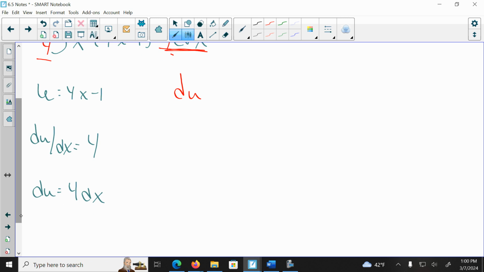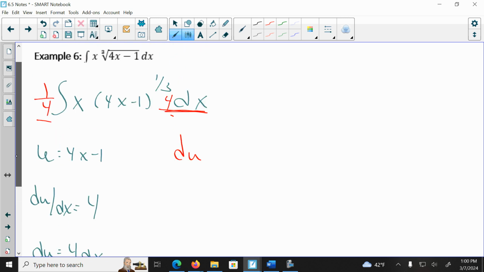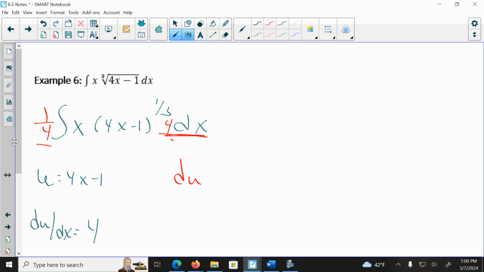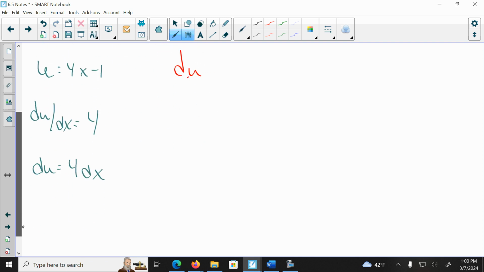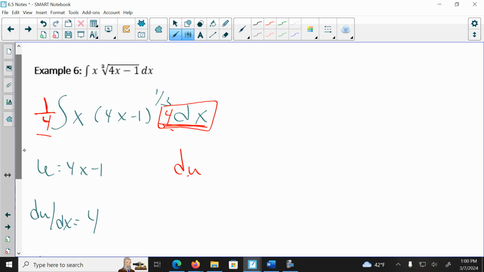So the du is equal to 4 dx. So I'm replacing this 4 dx with du. I put a 1/4 out here because I just randomly threw a 4 in there. So 1/4 times 4 would be 1, right? Or if you don't like that, then I say dx is equal to 1/4 du, and I still have this 1/4 there.